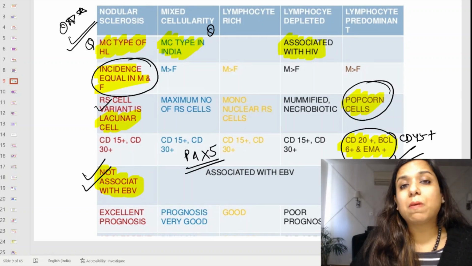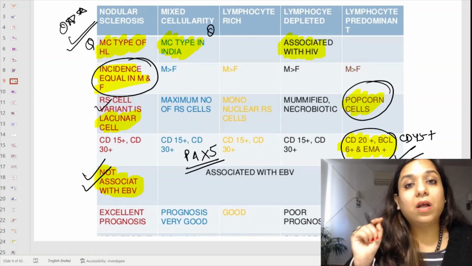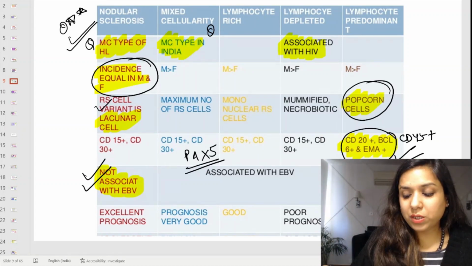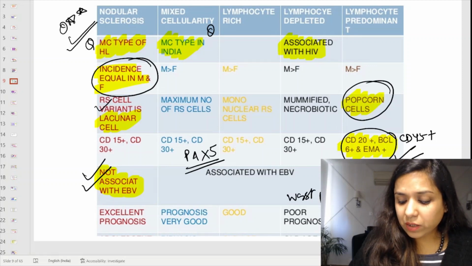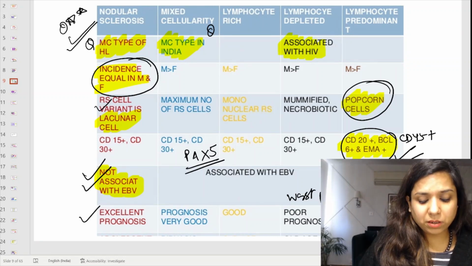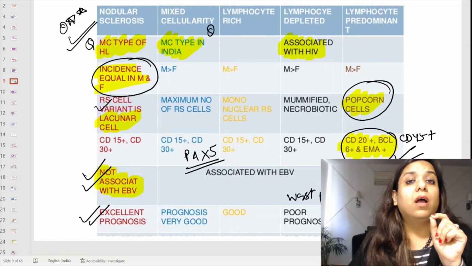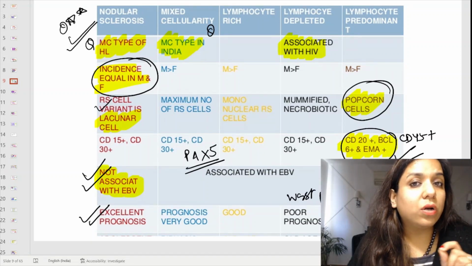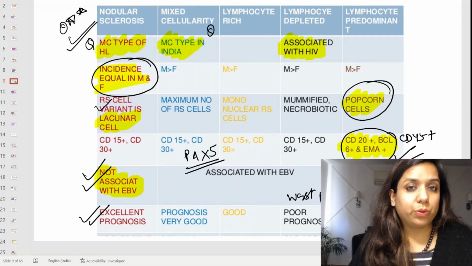If they ask you which is maximally associated with HIV, the answer is going to be lymphocyte depleted. If they ask you the worst prognosis, the answer is going to be lymphocyte depleted. This has got the worst prognosis. And if they ask you the best prognosis, the first best answer is going to be NLPHL and the second best answer is going to be nodular sclerosis. Understood? Hodgkin's lymphoma in detail, a very important high yield topic for all MCQ exams, right? This much you definitely need to know, correct?